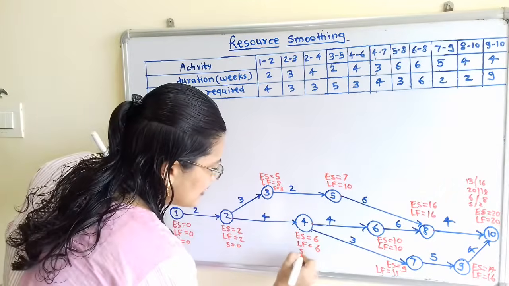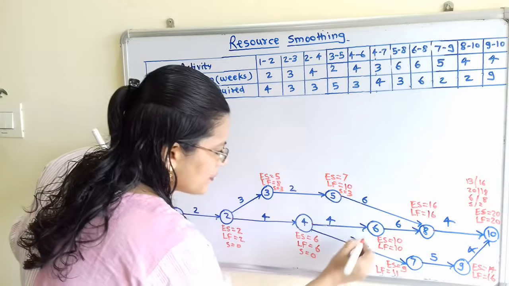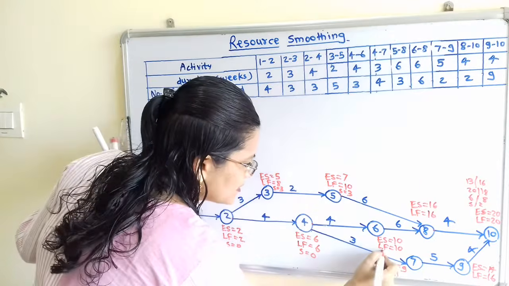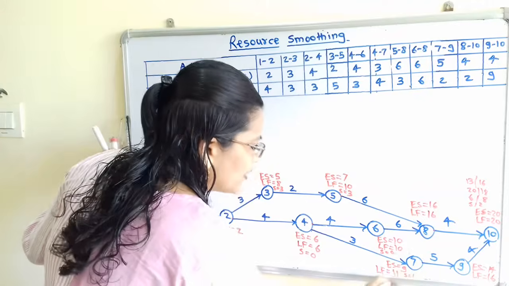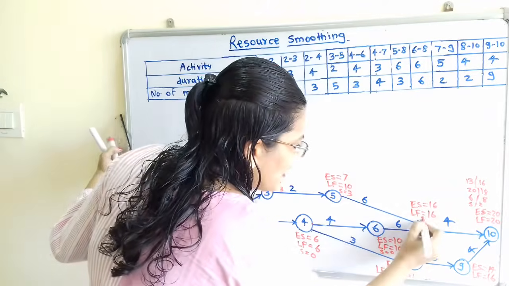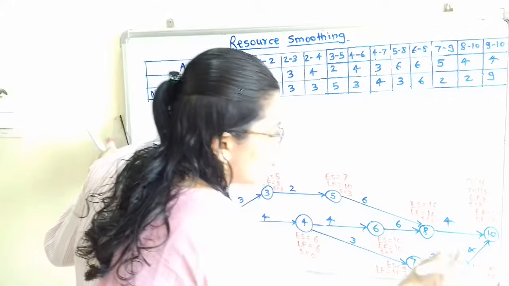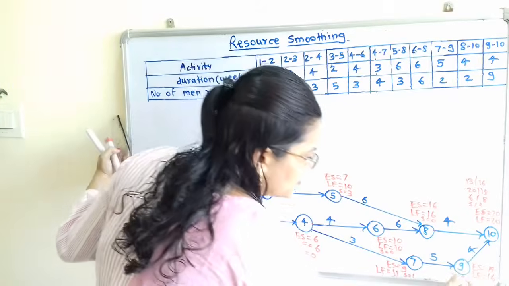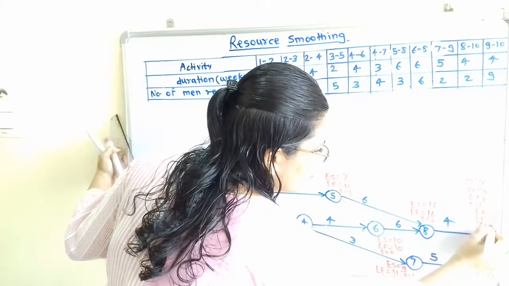At node 4 the slack is 0. At node 5 slack is 3. Then after 5 there is 6. Slack is 0. At node 7 slack is 1. At node 8 slack is equal to 0. At node 9 slack is equal to 16 minus 14, that is 2. And at node 10 slack is equal to 0.